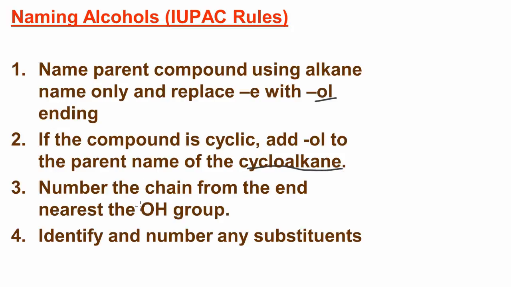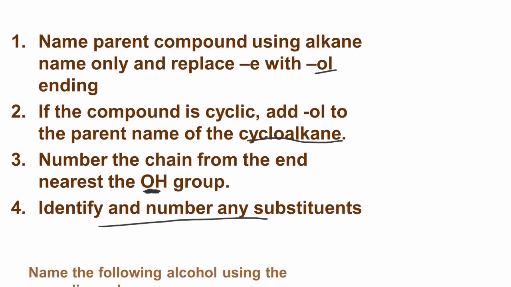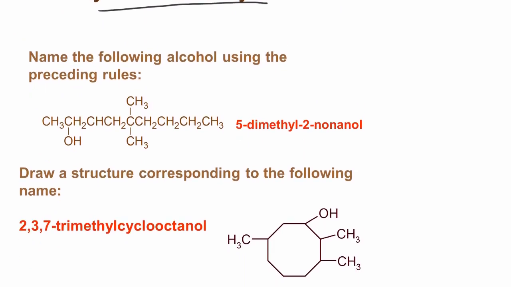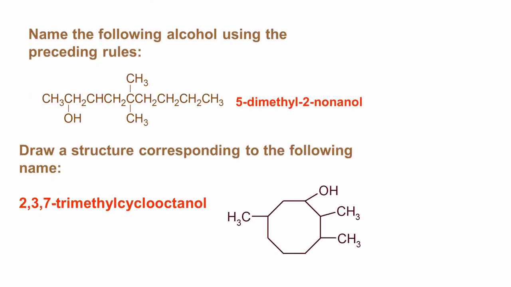Number the chain from the end nearest the OH group. You want the OH group to have the lowest possible number. So that has priority over any substituents. Once you have the OH group numbered, then you number the other substituents according to the OH group. So let's go ahead and name some of these alcohols. So let's name the following alcohol using the preceding rules.